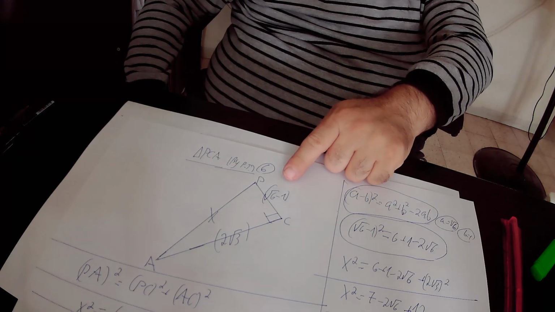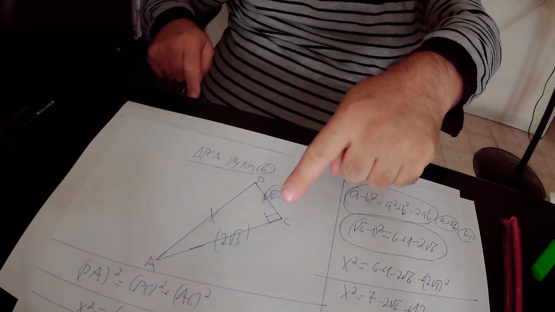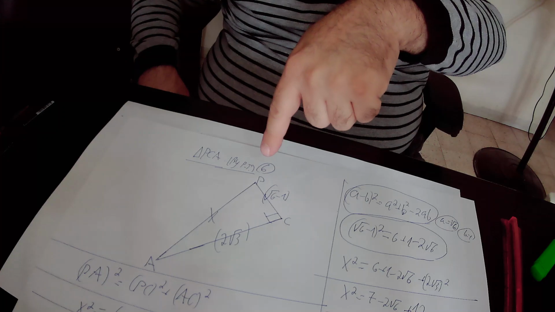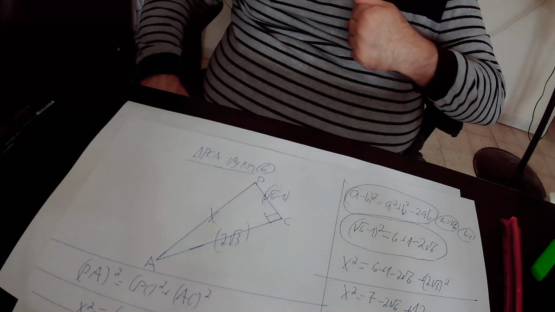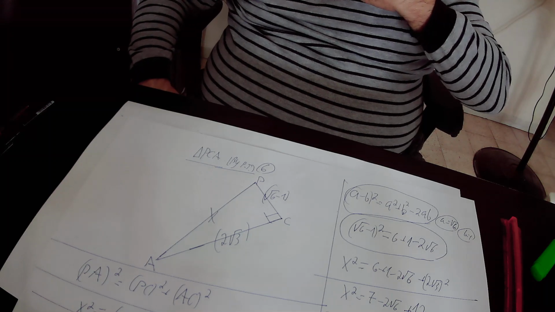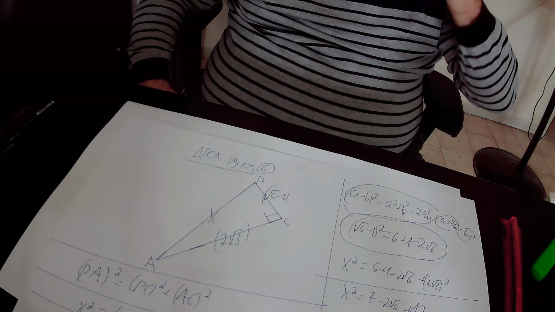We have already found out that side BC equals the square root of 6 minus 1 units. We have already found out that CA equals 2 times square root of 3 units. And finally, BA equals x, according to what is given, we have to find out the value of BA. Okay, so we implement here in this right triangle PCA the Pythagoras theorem.